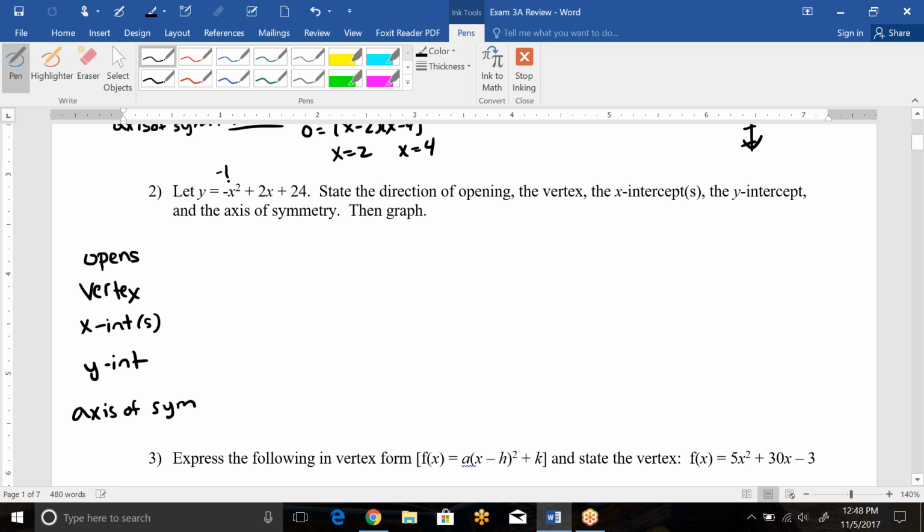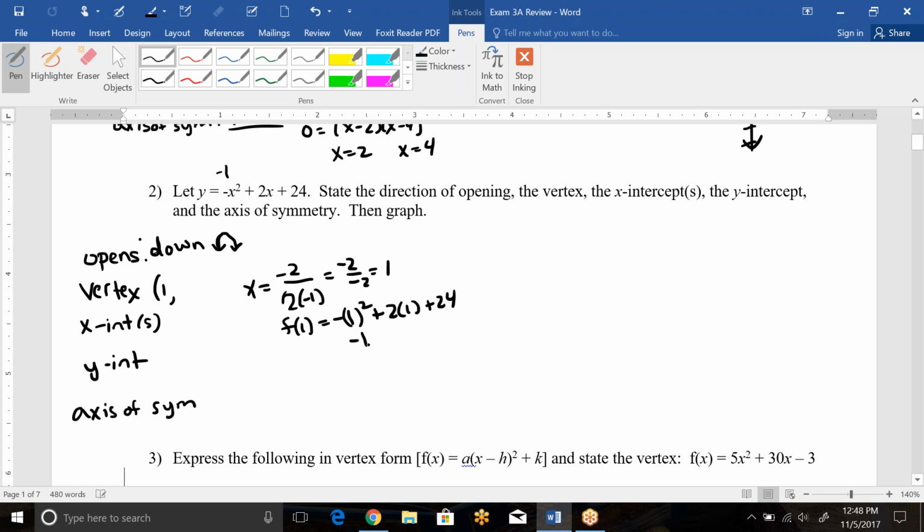Because of the negative 1 in front, that's going to be a negative, so that means we're going to open down, which means our parabola should look like an upside down U. Our vertex would be x equals negative b over 2a. So that's negative 2 over negative 2, which is positive 1. That's the x coordinate. We then plug that back into our function, or our equation here, to find the y. So that is negative 1 plus 2 plus 24. That's going to be 25.